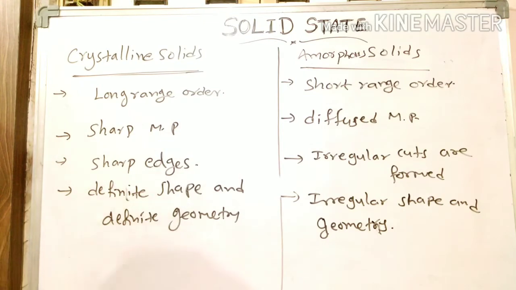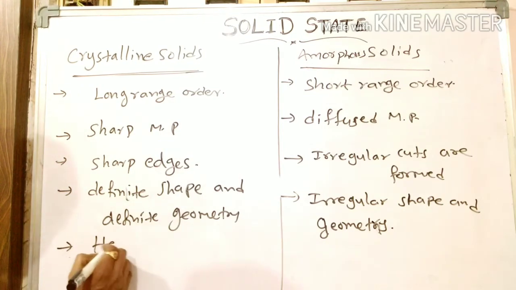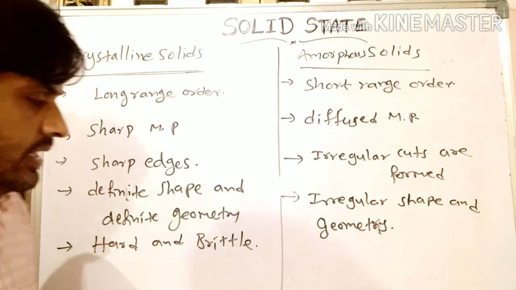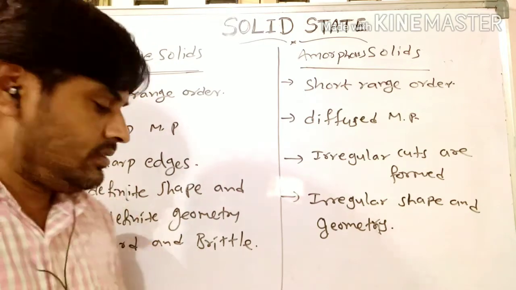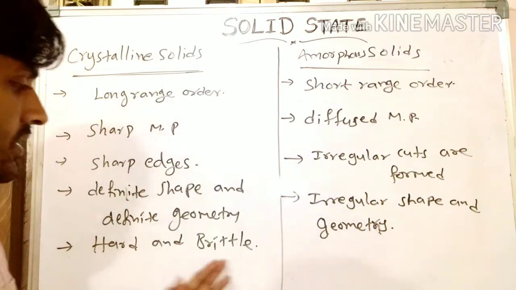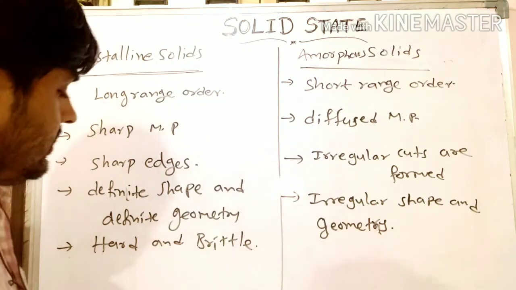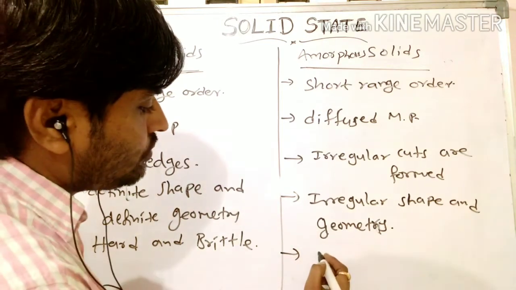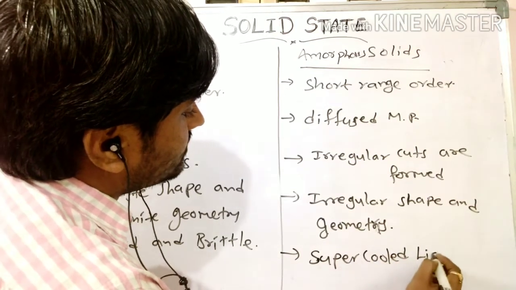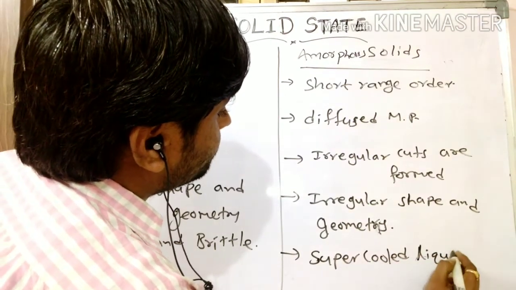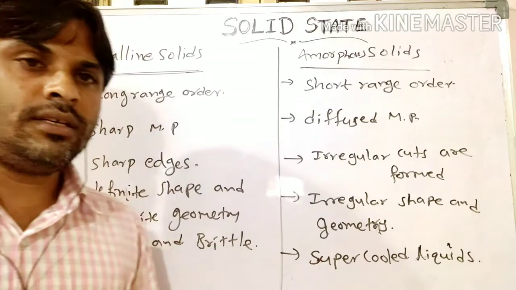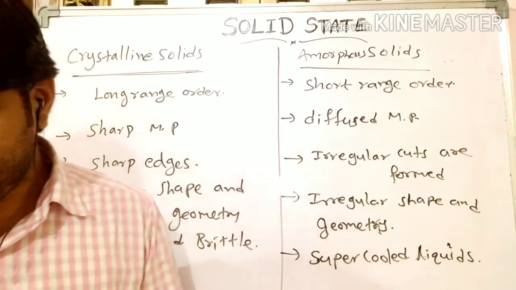Next one, crystalline solids are hard and brittle. Brittle means they are breakable. They are hard but breakable, like salt. Example, NaCl, sodium chloride, table salt. And amorphous solids are supercooled liquids, the best example being glass. Glass is the supercooled liquid example.